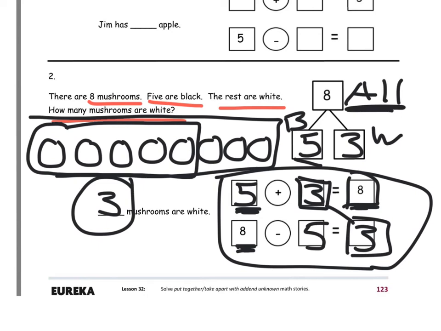And just to review, when I solved this problem here, was it quicker for me to add to find the unknown part, to count up from 5? Or was it quicker to take the total 8 and count back 5 times? I would say that this was quicker. Now go ahead and stop, pause your iPad, and go on and do number 3 and 4 and make sure you follow all the steps.